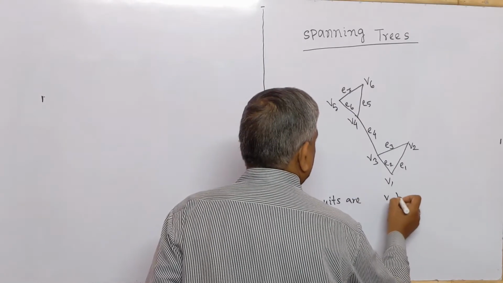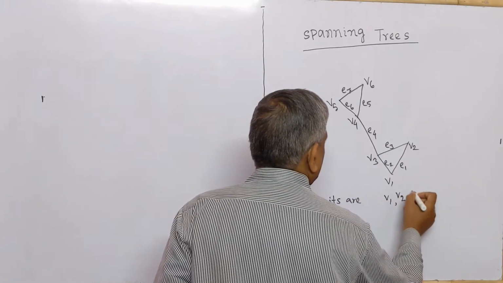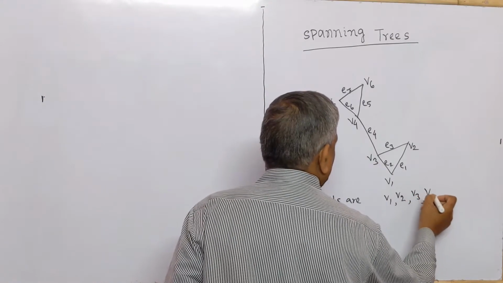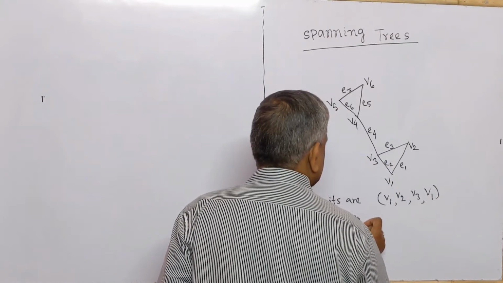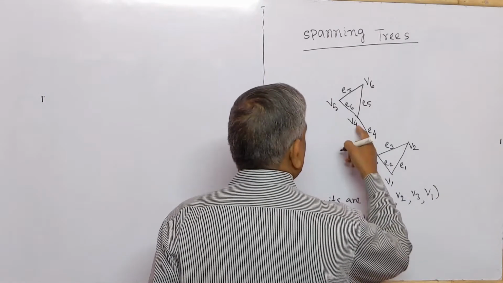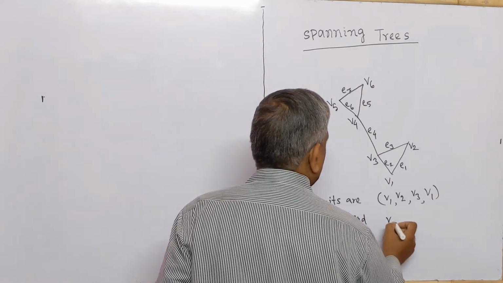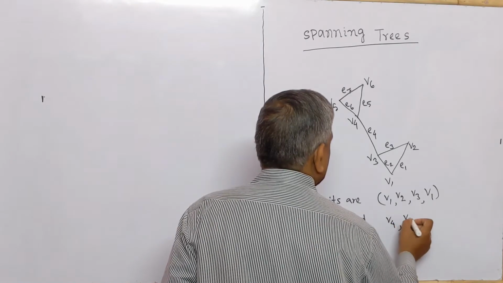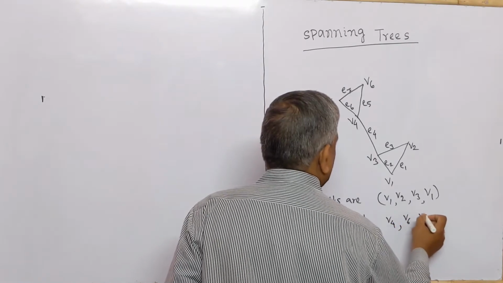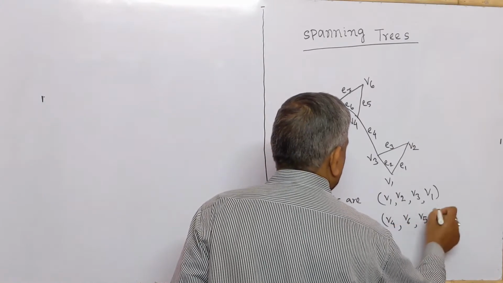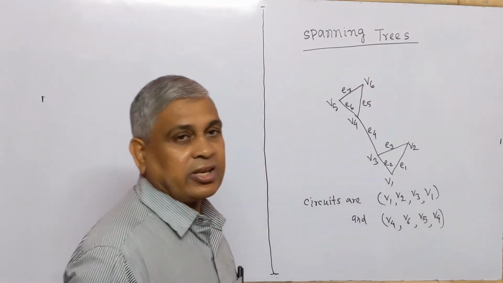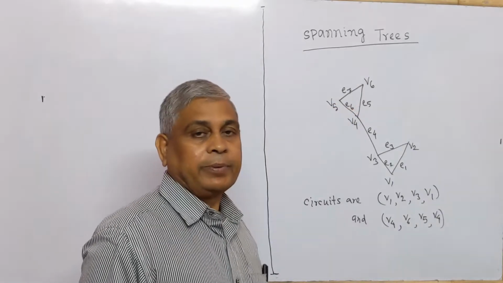V1, V2, V3, V1 and V4, V6, V5, V4. These are two circuits in this connected graph.